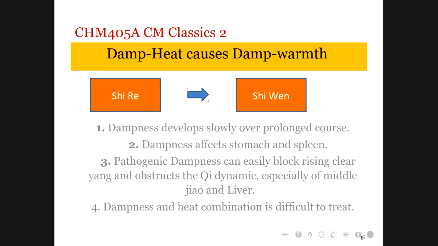Damp affects the Middle Earth straight away, as the nature of damp is to attach to the Middle Earth. Pathogenic dampness can easily block the rising of clear yang qi, resulting in dizziness, and also obstruct the qi dynamics, especially for people who have pre-existing middle jiao weakness, and can also constrain liver qi, causing some discomfort, pain, or distension at the same time.